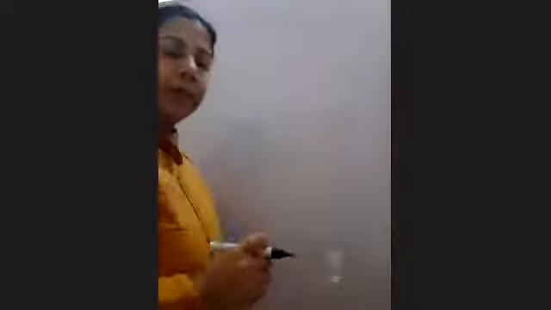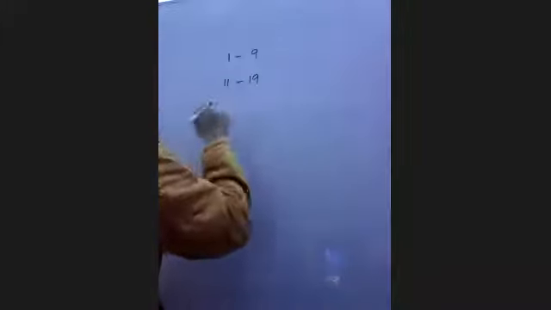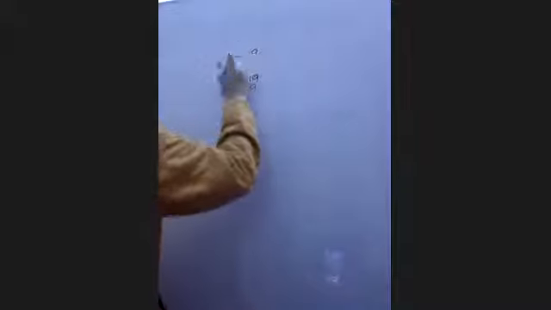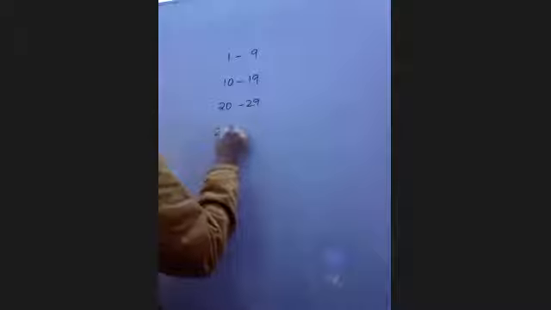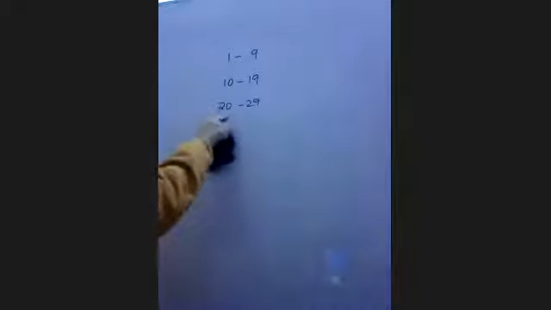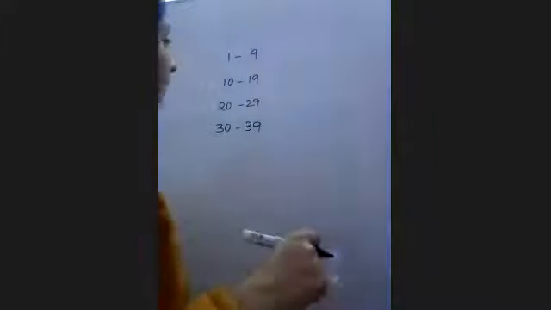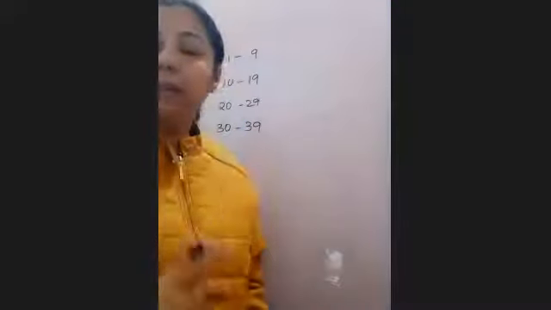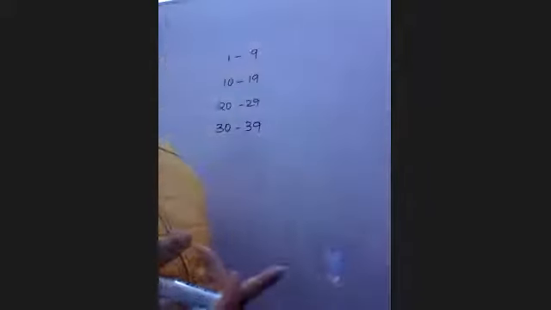Now, children, we discussed yesterday, if we have data like this, let's say 1 to 9, 10 to 19, 20 to 29, 30 to 39. Is this data continuous? No, ma'am. We are given grouped data, but this data is not continuous. So to make it continuous, what are we supposed to do?